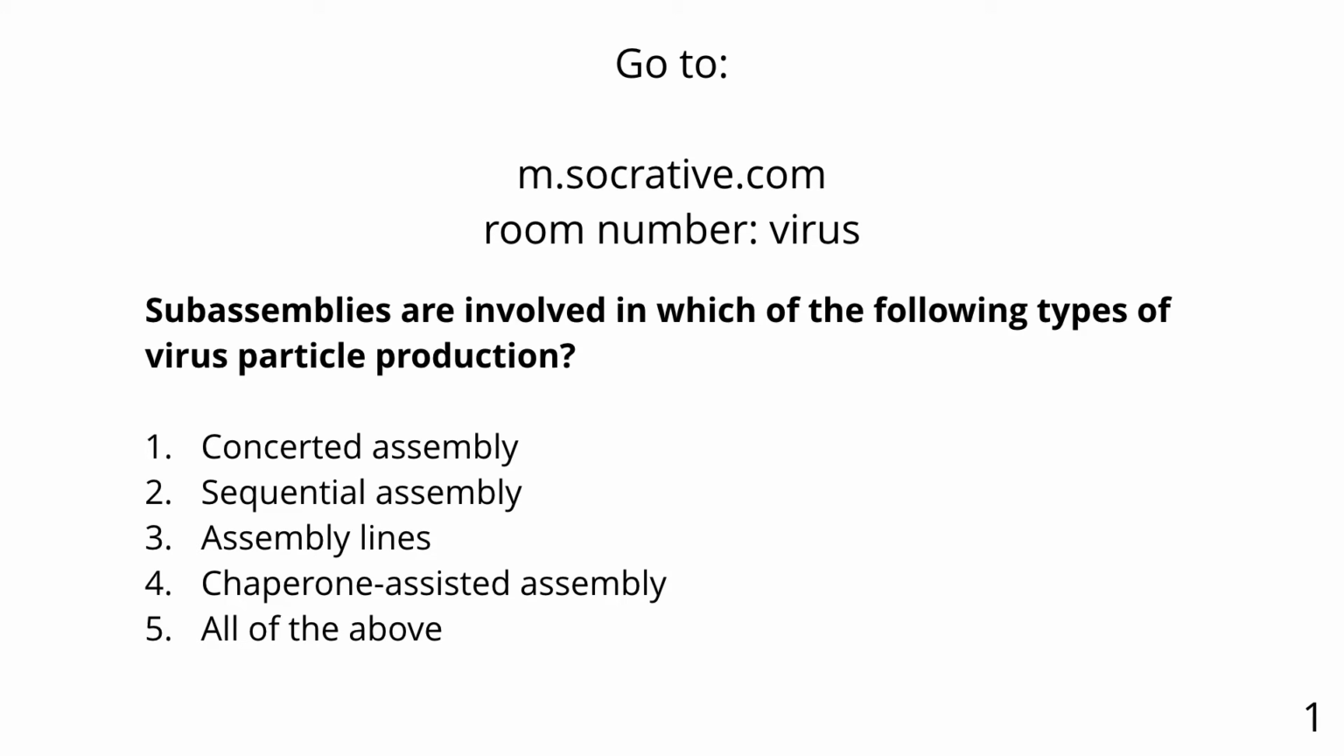Concerted just means that you make the particle all at once. But remember, you make a nucleocapsid, that's a sub-assembly, and that goes to the membrane. None of you picked that, so I don't even have to explain it. Sequential assembly. Sure, sequential assembly is just another way of saying you make a sub-assembly, then add it to something else. Assembly lines have sub-assemblies as well. Remember the phage example where you made all the different parts?